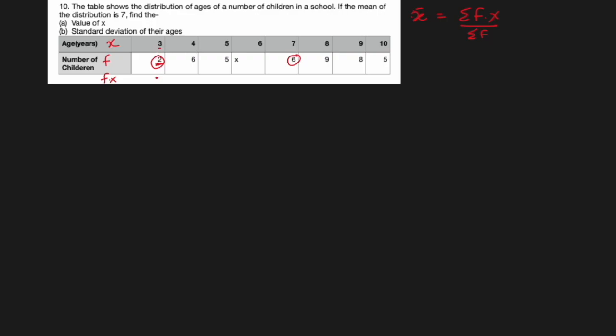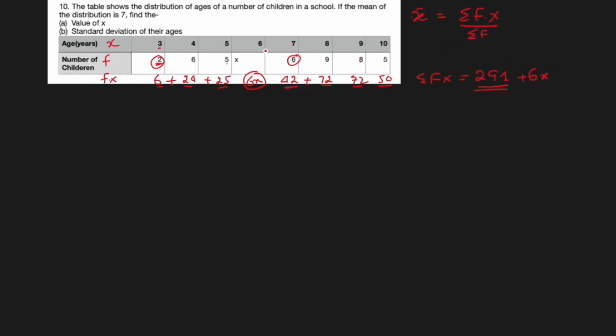This becomes fx, meaning if I multiply these two: 4 times 6 is 24, 5 times 5 will be 25, 6 times x is 6x, 7 times 6 is 42, 8 times 9 is 72, 9 times 8 is also 72, and 10 times 5 is 50. And if we want sigma fx, sigma means add all of them. So 6 plus 24 is 30, 30 plus 25 is 55, 55 plus 42 is 97, 97 plus 72 is 169, 169 plus 72 is 241, plus 50 is 291. I've done it mentally; you can use your calculator. Add all of them except for 6x. 6x cannot be added with numbers, so it will remain alone.